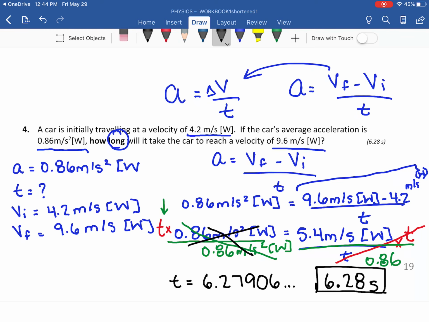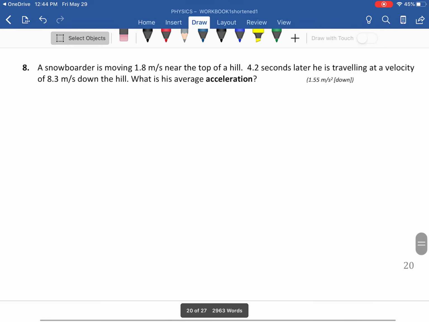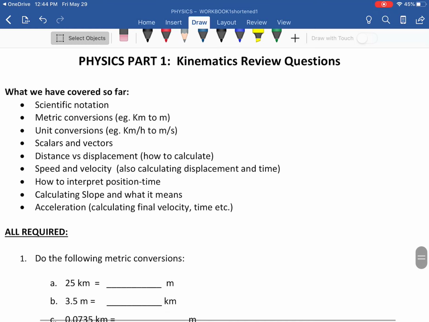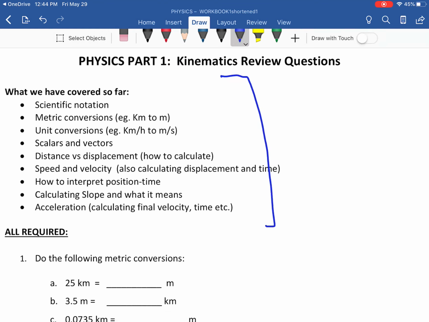Okay, so that was question 4. Now I'm going to move on to the review, the back of the booklet here. Do make sure this is going to be everything on that test. It is going to cover more heavily on speed, velocity, and acceleration and graphs, but there will still be some scientific notation, metric conversions, and distance and displacement.